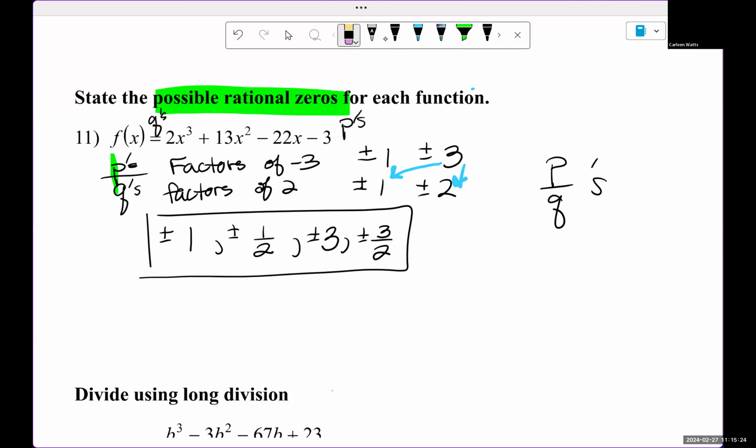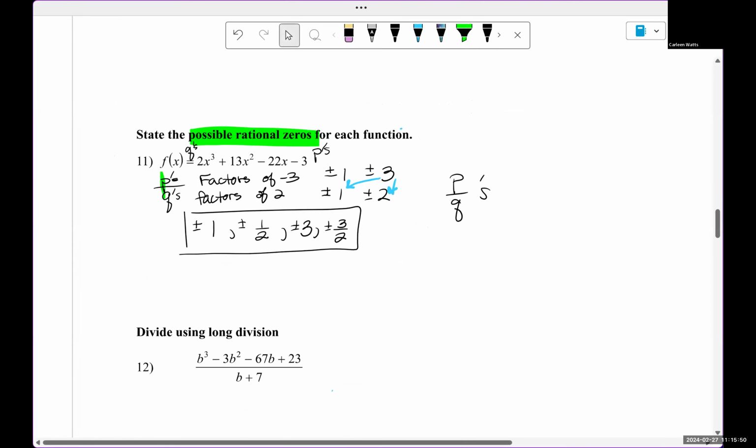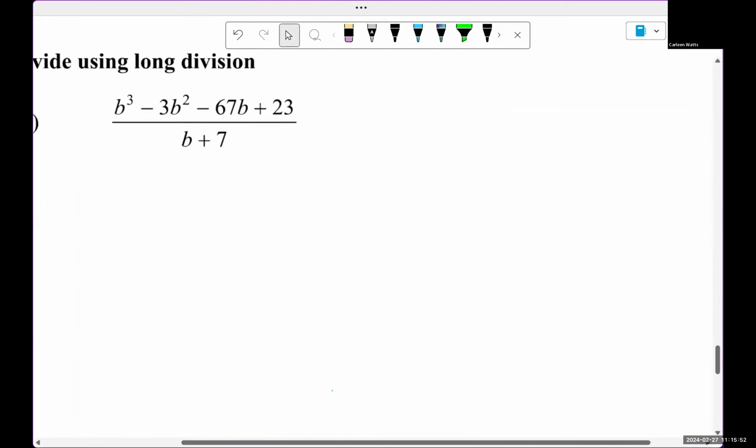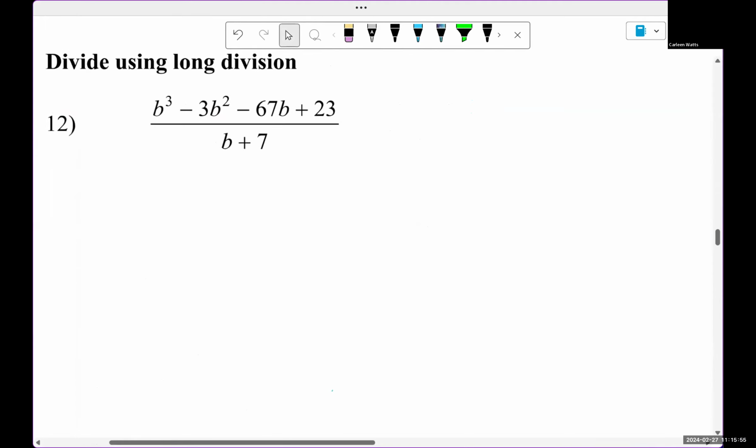You'll take math analysis or pre-calc next year. Not with me, because we don't offer it here. If you have a strong grade in advanced algebra, you can go to pre-calc. It depends on the school. And then there's honors pre-calc and regular pre-calc. Okay, anyway, long division. Hate this one, but we're going to do it anyway.